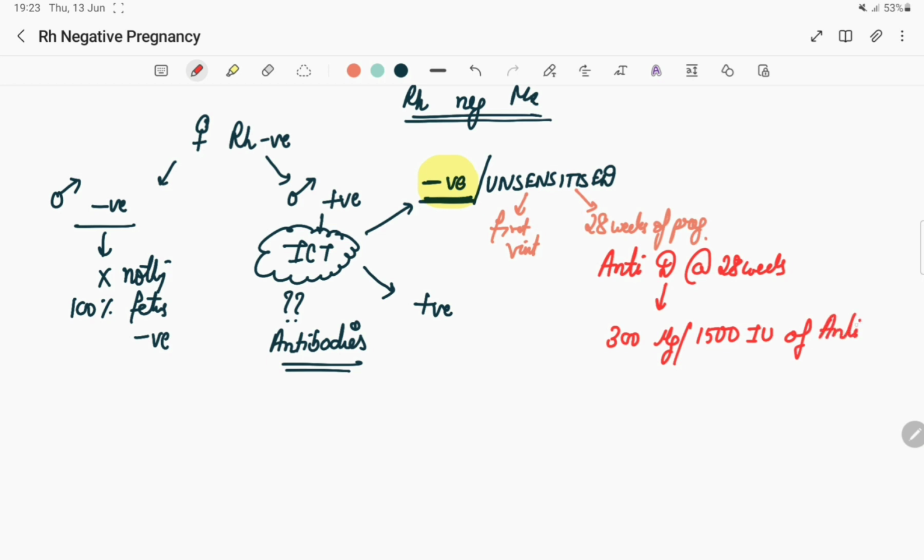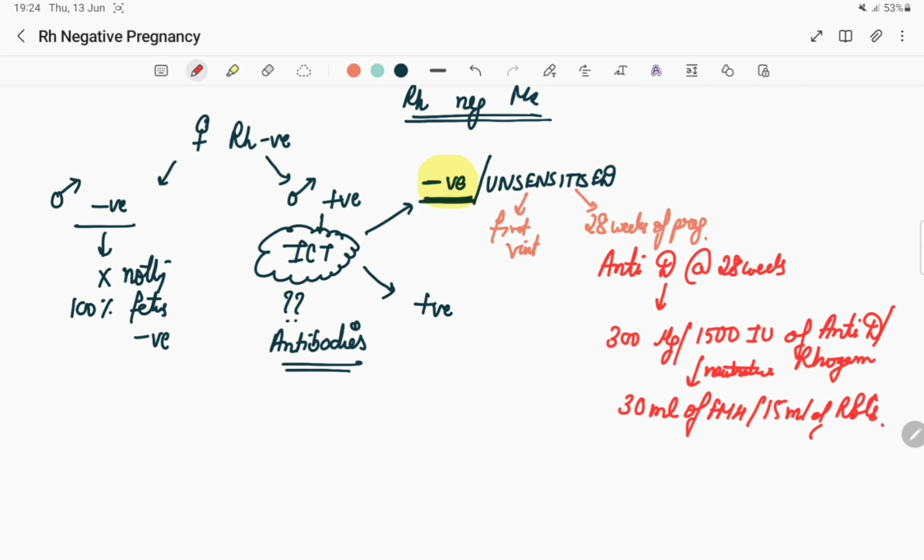What is anti-D? Anti-D is an injection that we give, okay? It's also available, it's known as Rogam. You can Google and see how it looks. So you can give 300 microgram or 1500 international units of anti-D, which is able to neutralize how much? It is able to neutralize 30 ml of fetal-maternal hemorrhage or 15 ml of fetal RBCs. It is able to destroy them, okay? That is how much you administer.